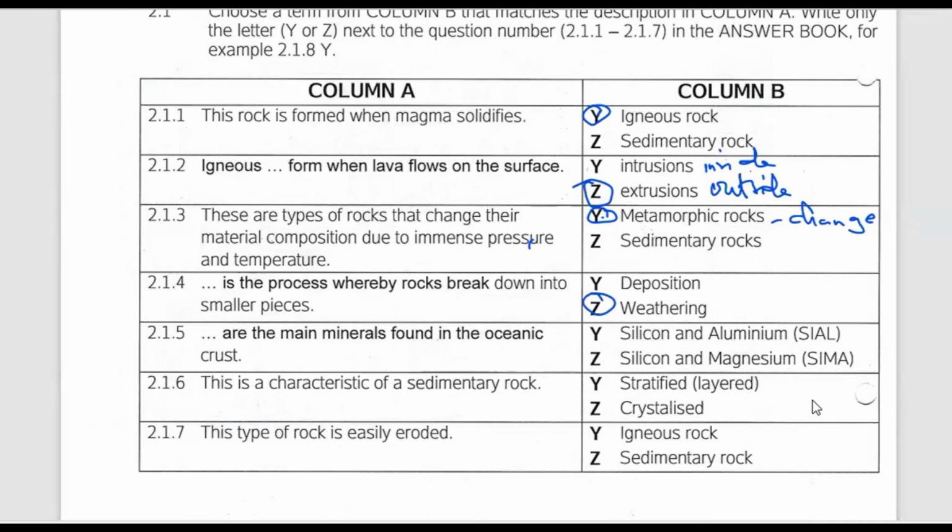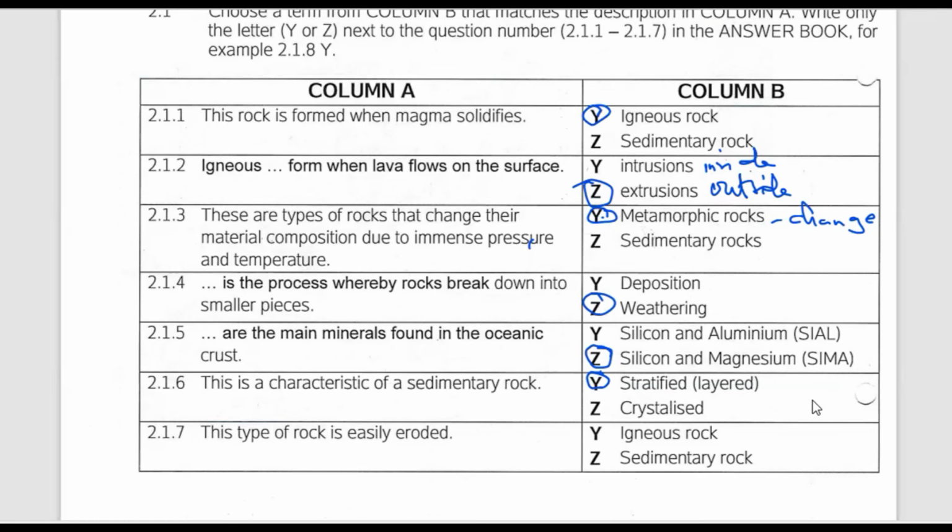Dash are the main minerals found in oceanic crust. Which one is the oceanic crust? The continental crust is the Sial, then the oceanic crust is the Sima, so silicon and magnesium. Right. This is a characteristic of a sedimentary rock. What is the feature of sedimentary rocks? Sedimentary rocks are stratified, or they are layered. Remember, they are made from sediments of other rocks. So the sediments accumulate and accumulate over time, creating layers. And also remember that these are weaker rocks, which can ultimately break easily or crumble.